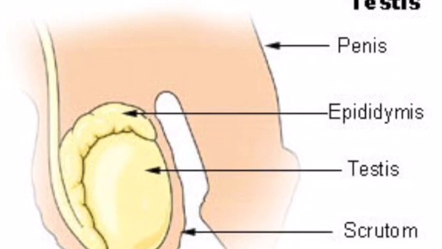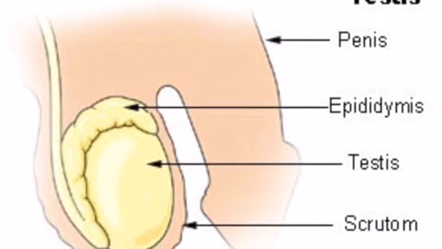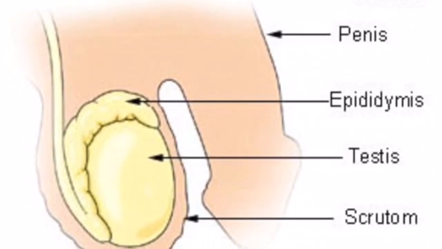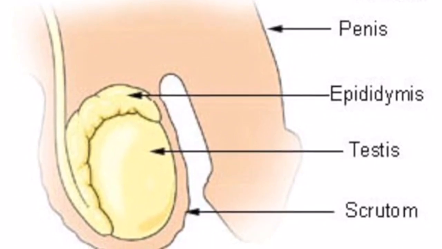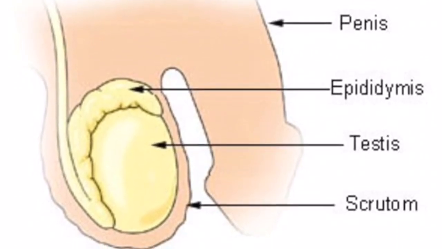Orchitis, for which you need antibiotics. Varicocele is treated with surgery, and testicular cancer, which is genetic, needs either surgery, radiation, or chemotherapy.